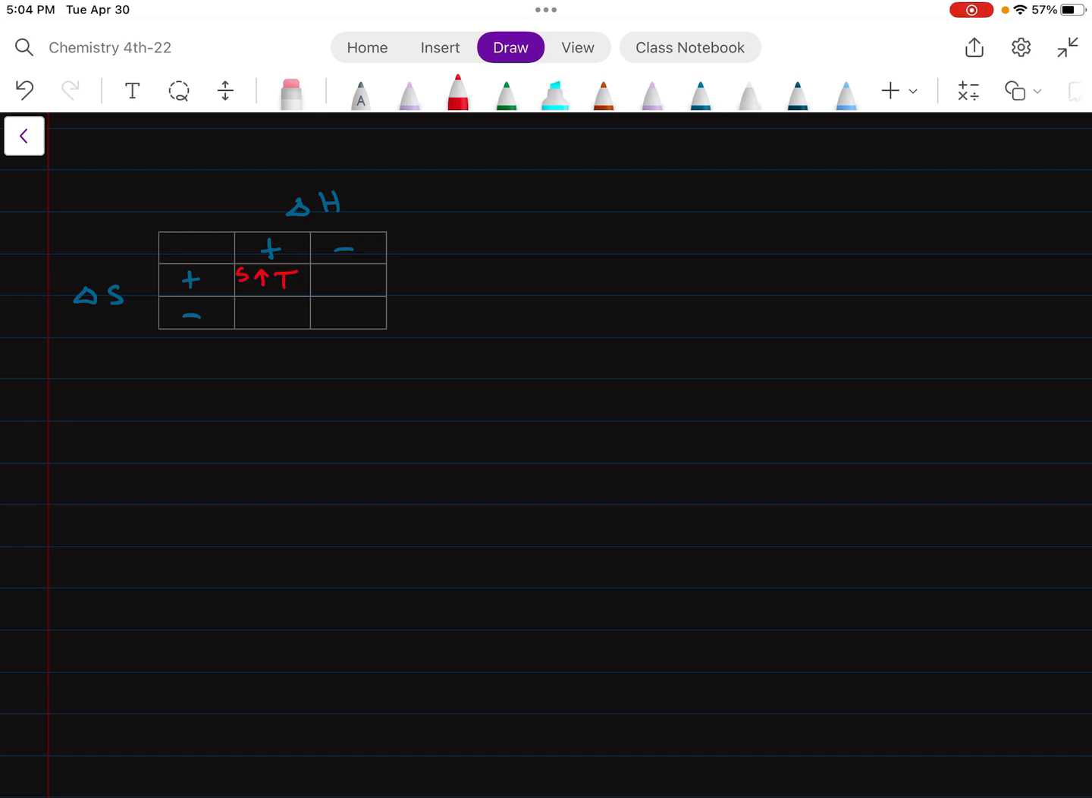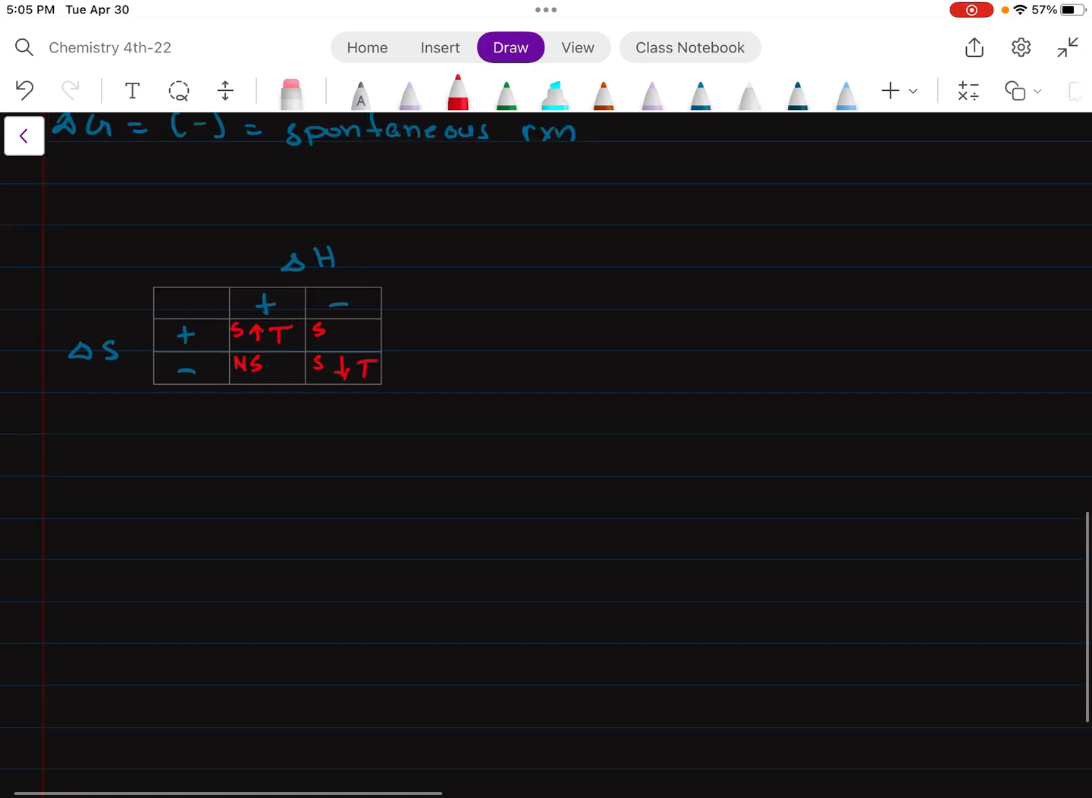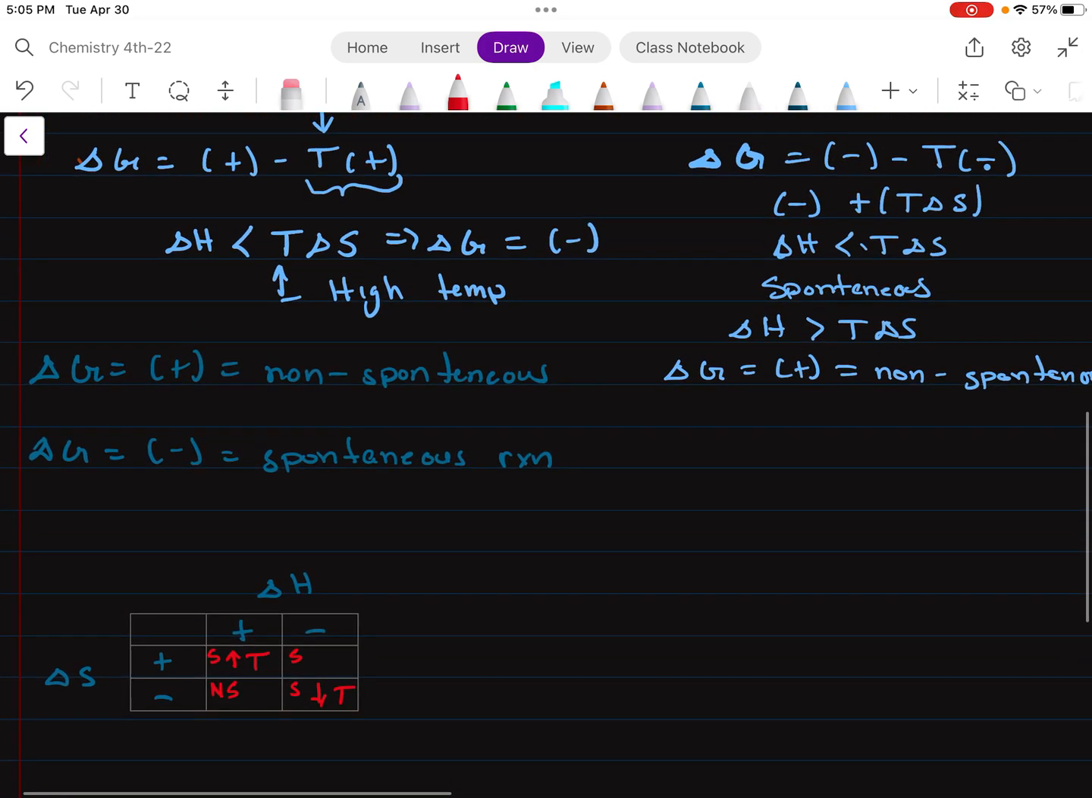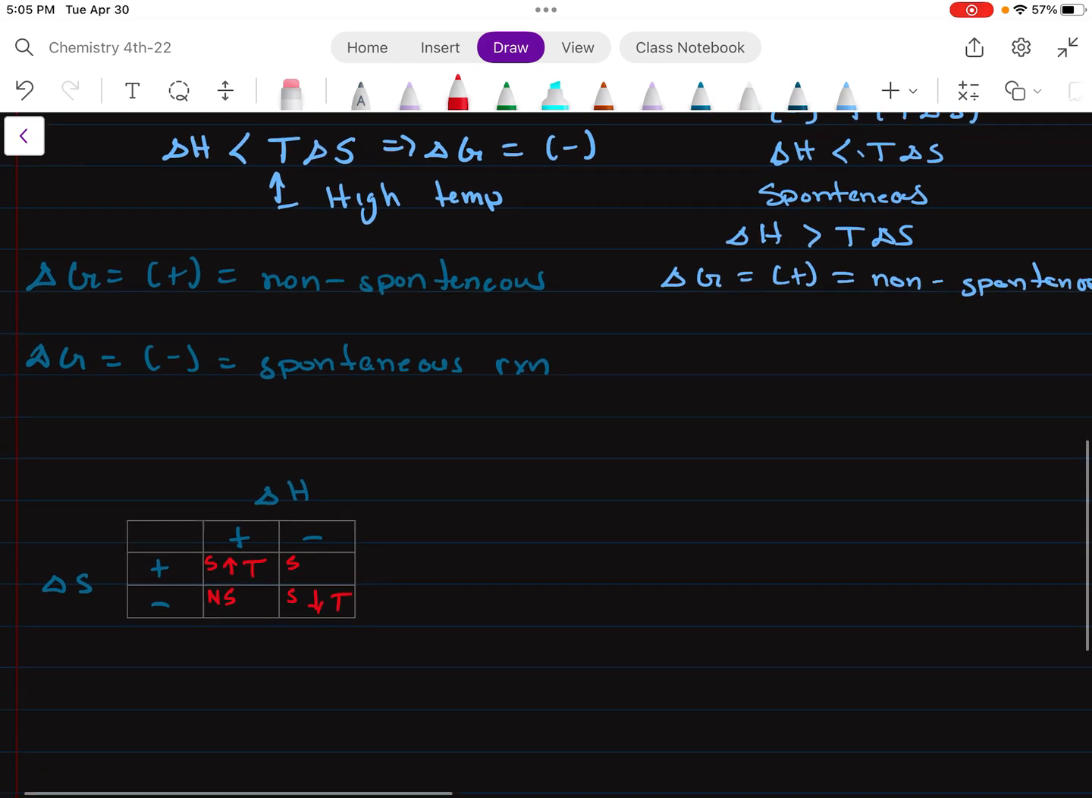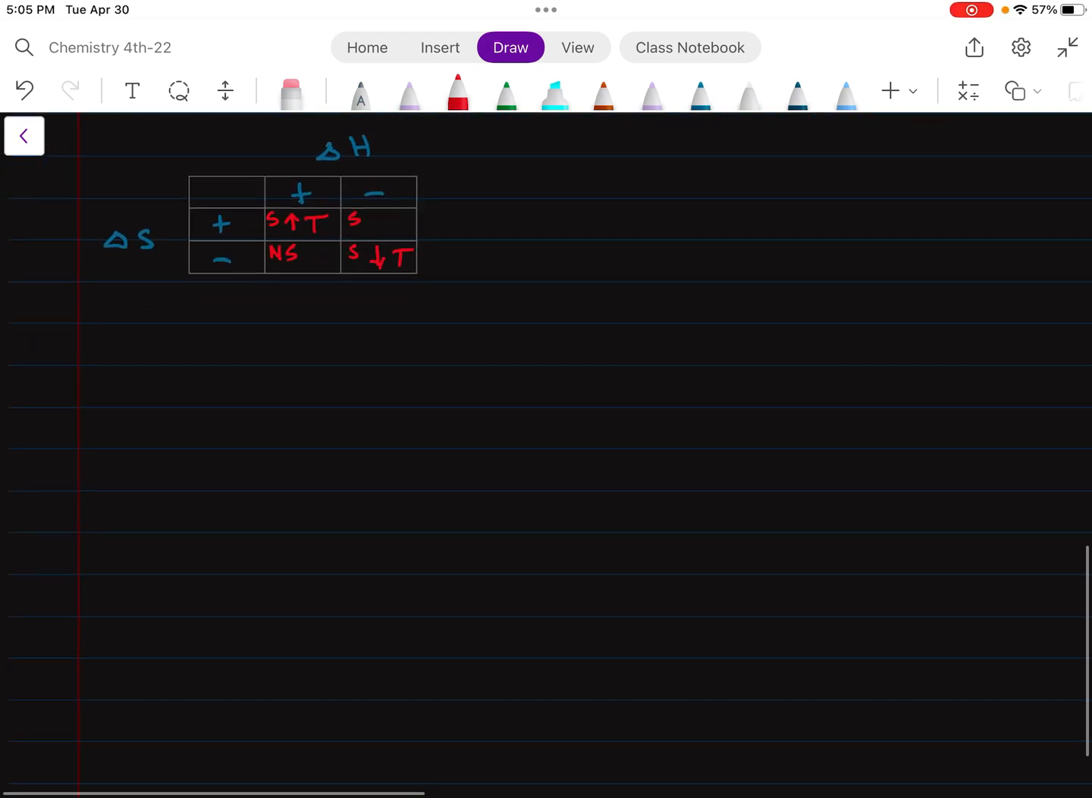If entropy is positive and enthalpy is negative, then it's going to be spontaneous all the time, regardless of temperature. If delta H is positive and delta S is negative, then it'll be non-spontaneous at all temperatures, regardless. And if they're both negative, it'll be spontaneous at low temperature, which is what we were saying here. Okay.